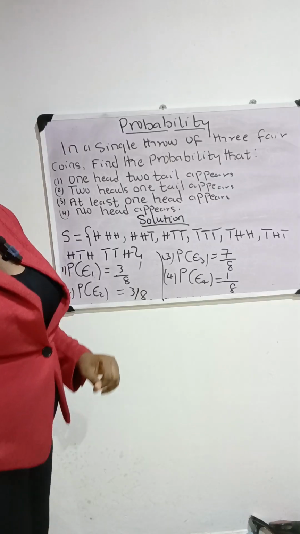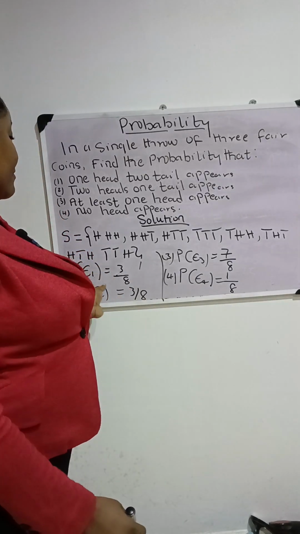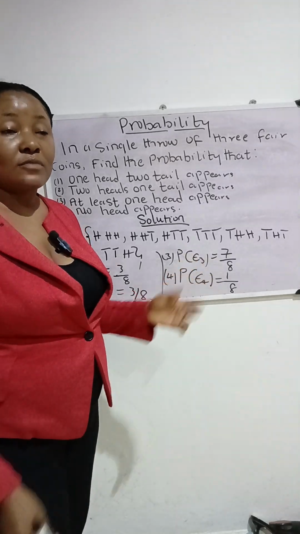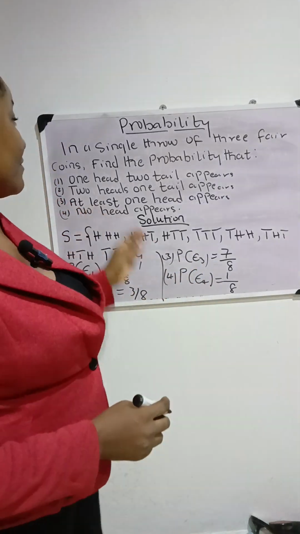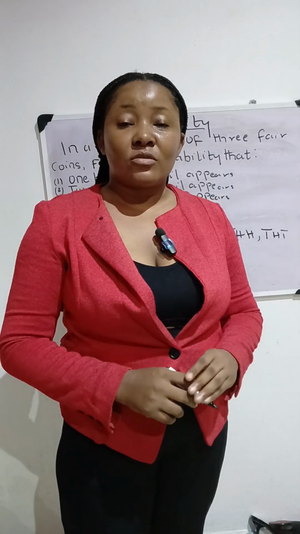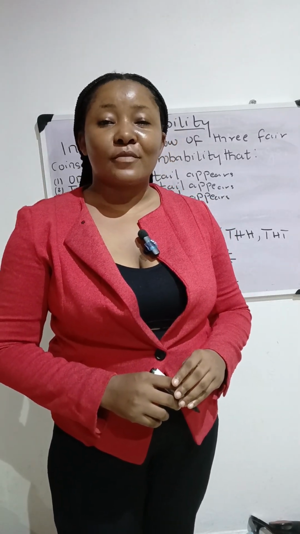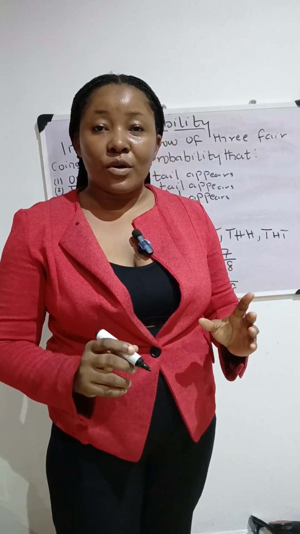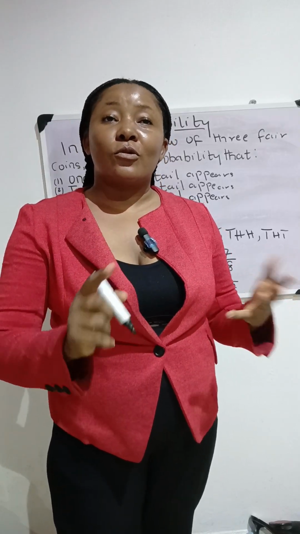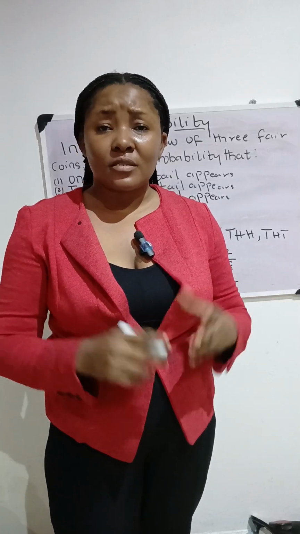So clearly we can see on the board that we have 4 different probabilities for the 4 different questions they have asked us regarding the random experiment of 3 throws of a coin, or the throw of 3 coins, whichever way you want to express it or understand it.